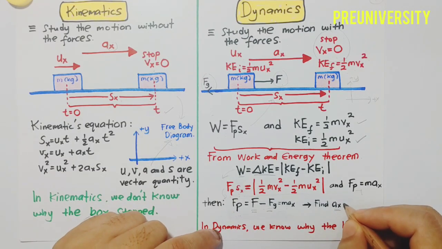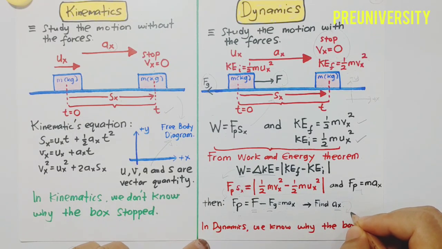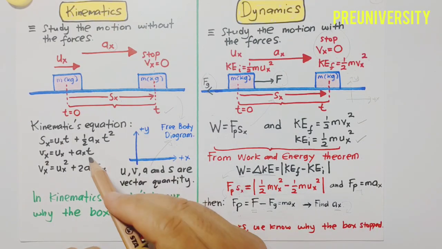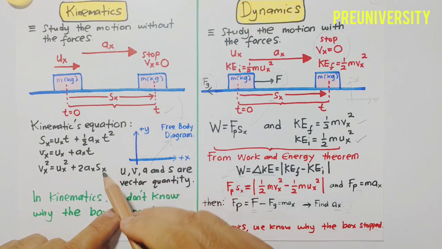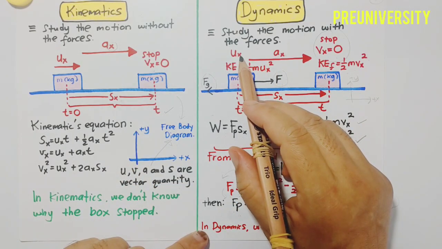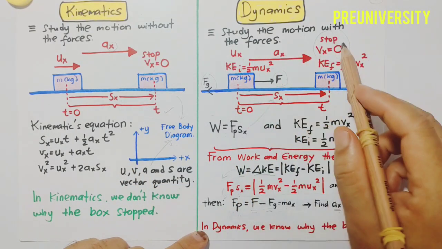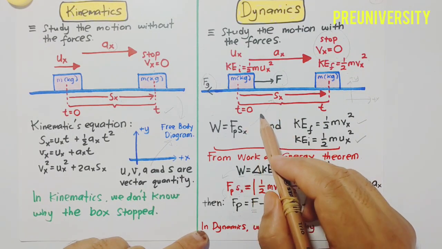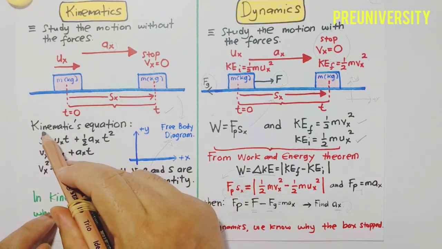Okay, when we get ax, that means we can use ax to find the initial velocity, final velocity, displacement, and the time taken based on the kinematic equations.